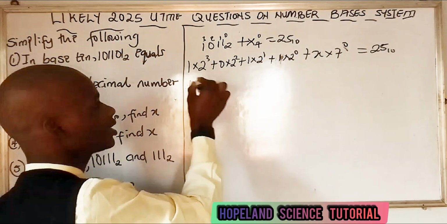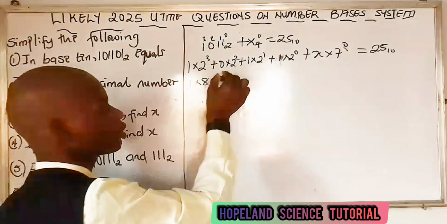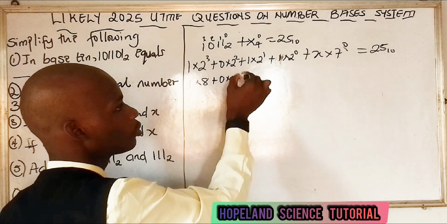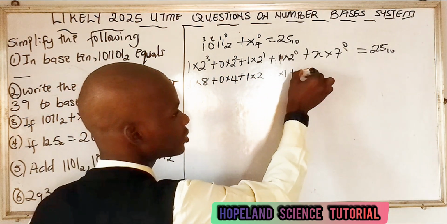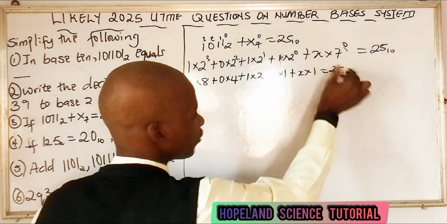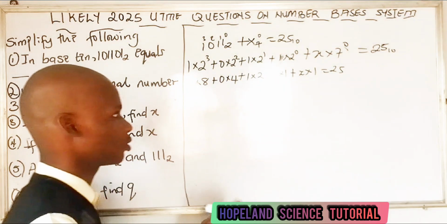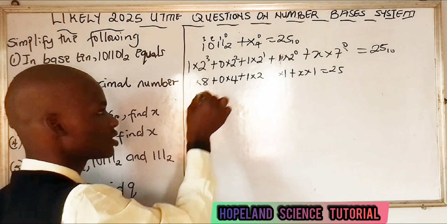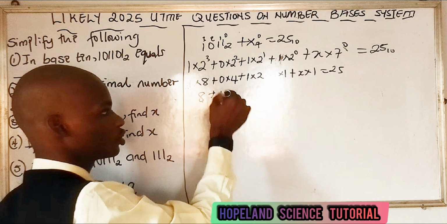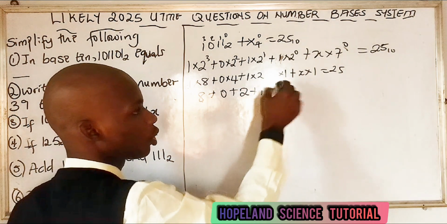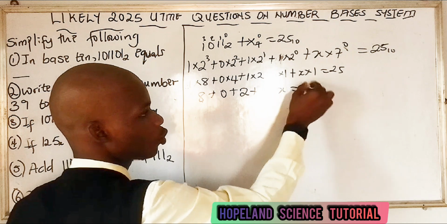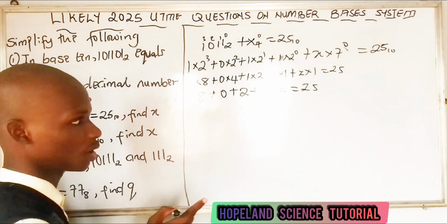Now let's go. 1 times 2 raised to power 3 is what? 8. Plus 0 times what? 4. Plus 1 times what? 2. Plus 1 times what? 1. Plus x times what? 1 equals what? 25. We can for now forget about the base 10, alright? So 1 times 8 is 8. Plus 0 times 4 is 0. Plus 1 times 2 is 2. Plus 1 times 1 is 1. Plus x times 1 is x equals what? 25. Okay, can we continue now?